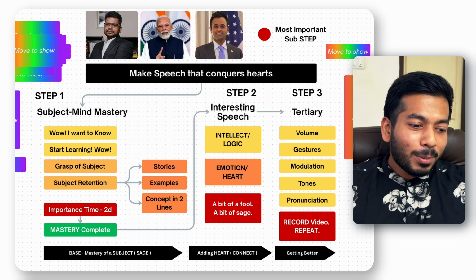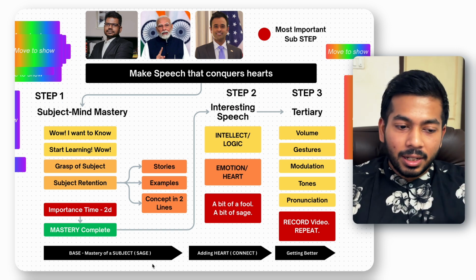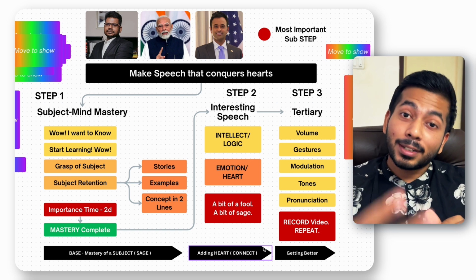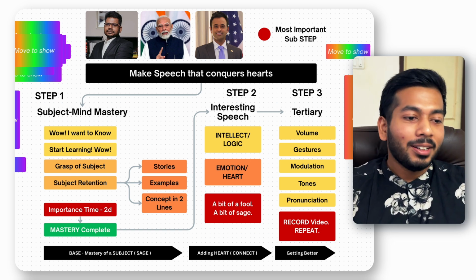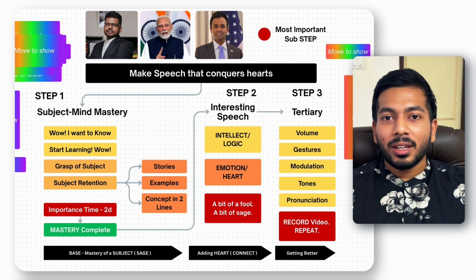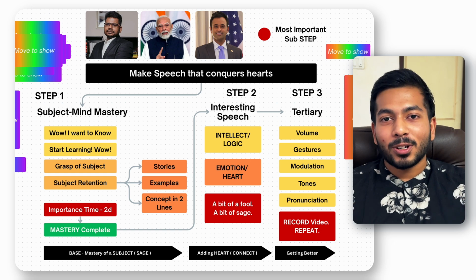I hope this video helped you a bit. So the base of this is mastery of a subject, sage. The second is adding heart to it so that it connects with people, and third is getting better. So this is the whole formula explained to you in a couple of minutes. Hope this helped you. Use this formula for your MBA. Use this formula for improving your speech on a day-to-day basis.